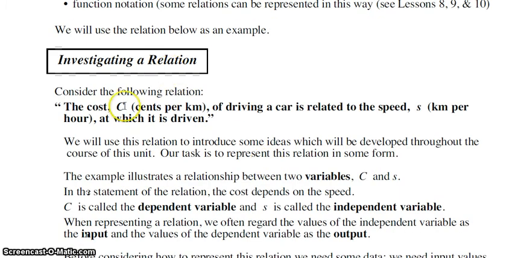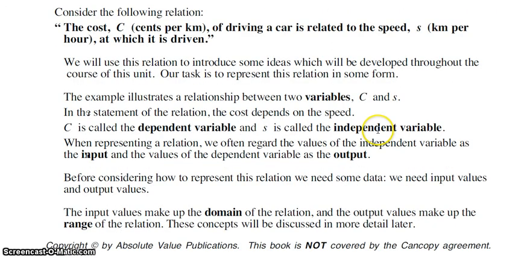The relationship we're going to study is the cost of driving a car related to speed. First we need to declare some variables, which are the cost, C, and the speed, S, at which it is driven. One is called the dependent variable, the cost depending on how fast you drive the car. So S is the independent variable, C is the dependent variable. The cost depends on the speed. Usually we say the independent variables are the input and the dependent variables are the result, the output.